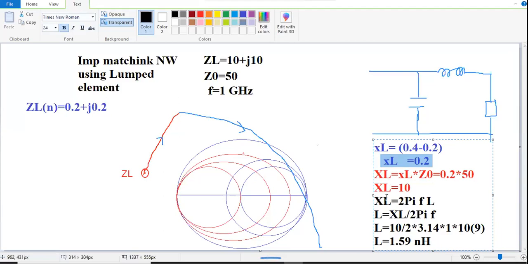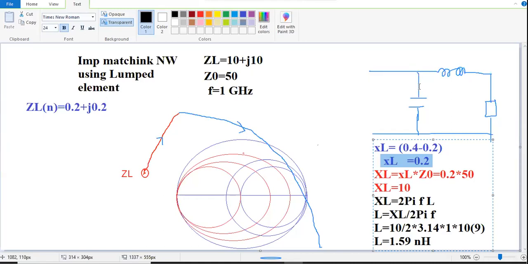We have the simple formula of XL. Why are we using XL here? I am asking one simple question. Why not your BL? Why not susceptance? Quickly. So we are moving on the impedance circle. Yes, correct. We are moving on an impedance circle, and that's why this element is in series. So that's why it is XL. It will not be the BL.